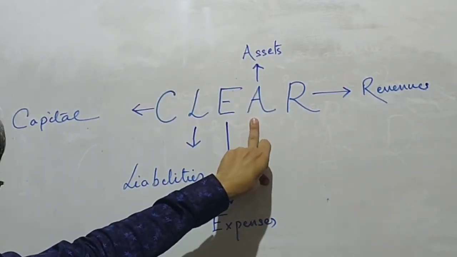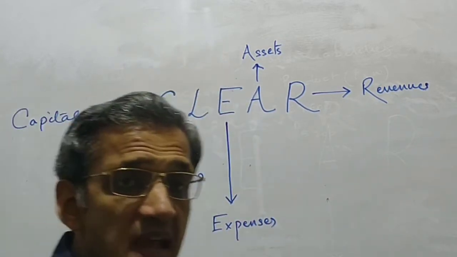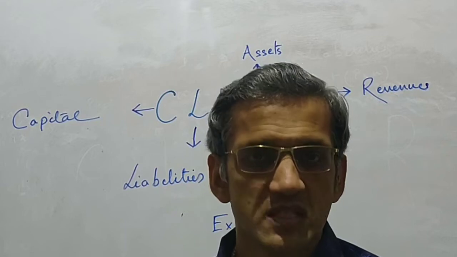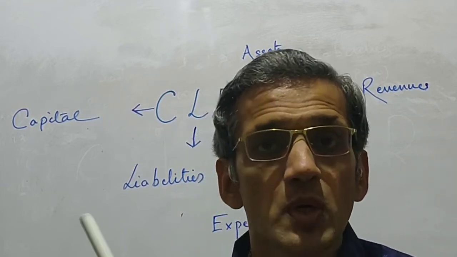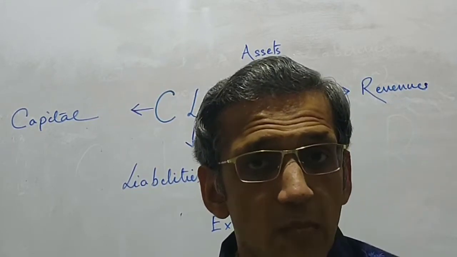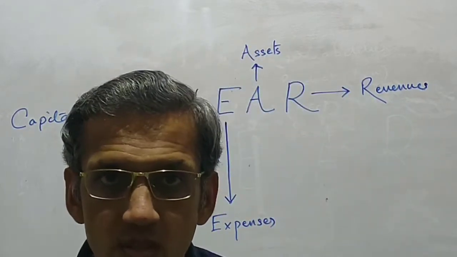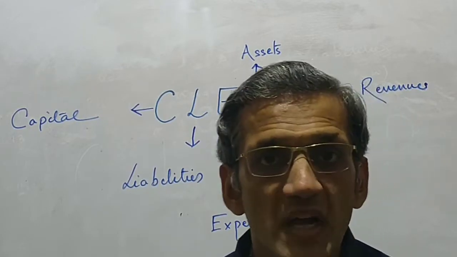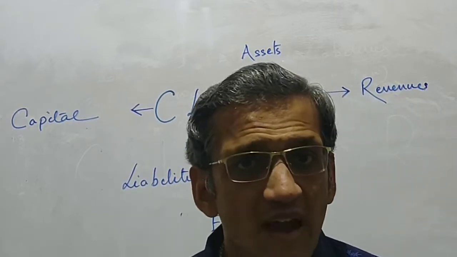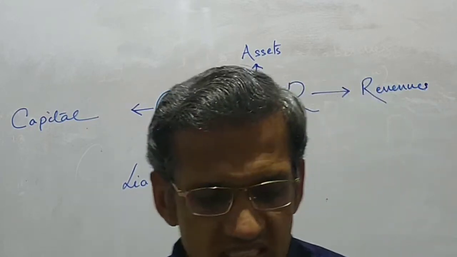Now, A, the fourth letter, A. A stands for assets. What are assets? Assets means economic resources which help you to earn cash or inflow of cash. Assets means something which your business owns, like shop if it is yours, car if you have owned a car in the business, computer if you have a computer in your business. These all are assets. Factory if you establish machinery in the factory, land, building, all these are assets.